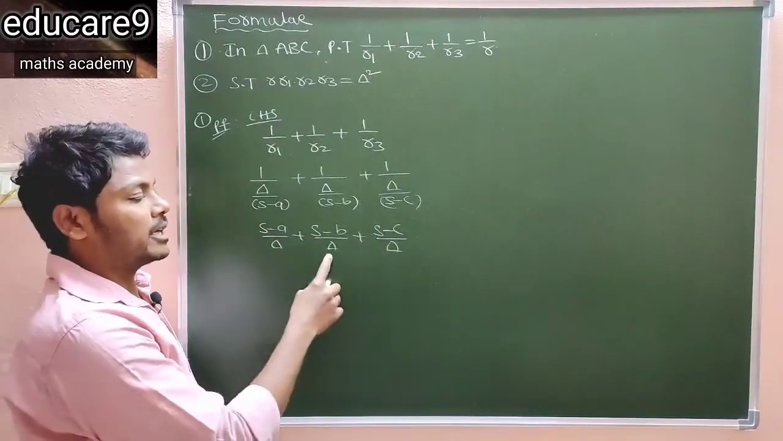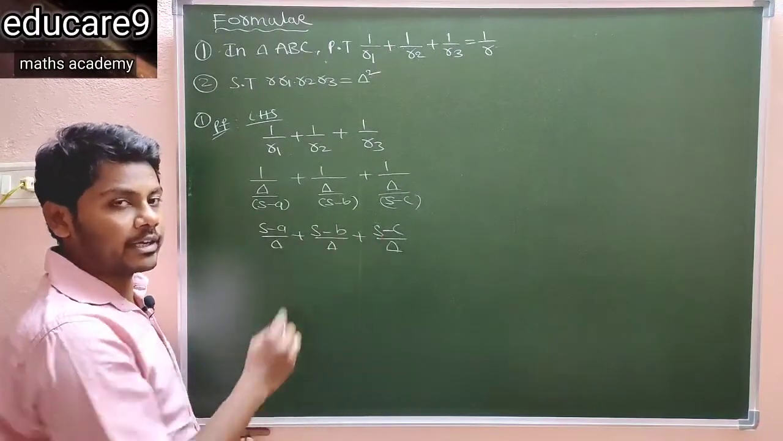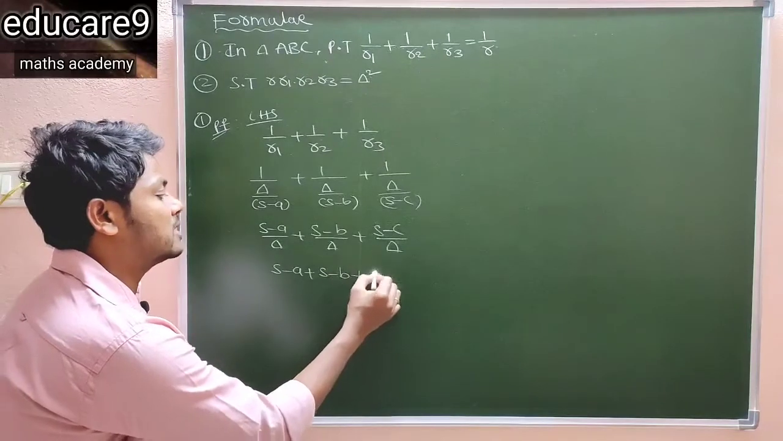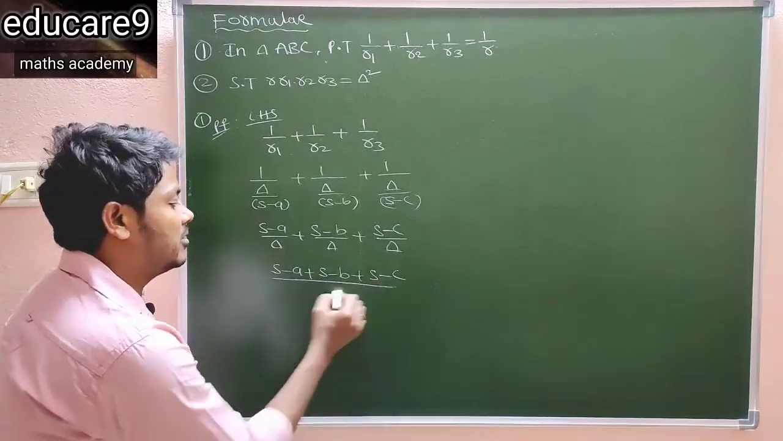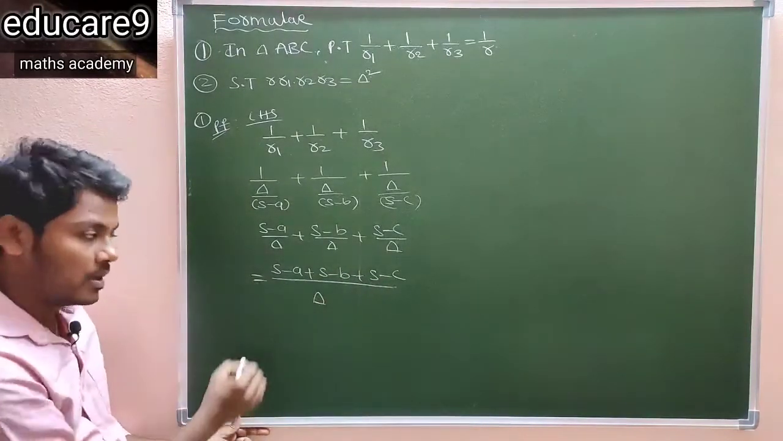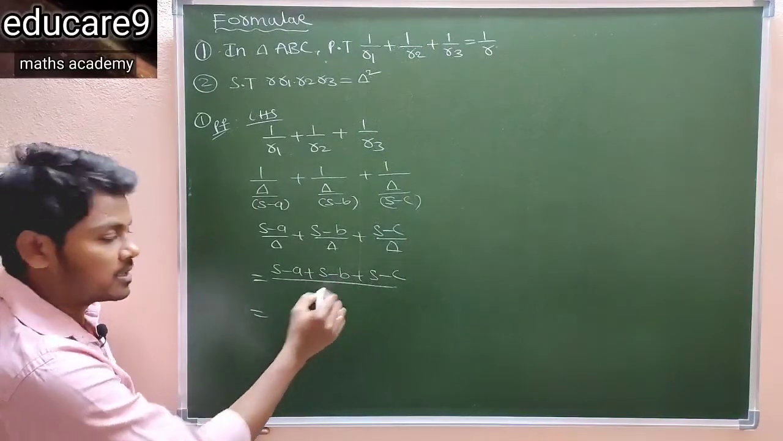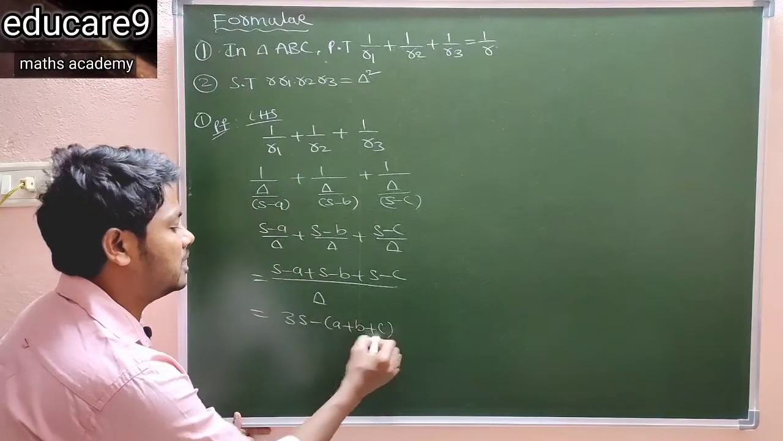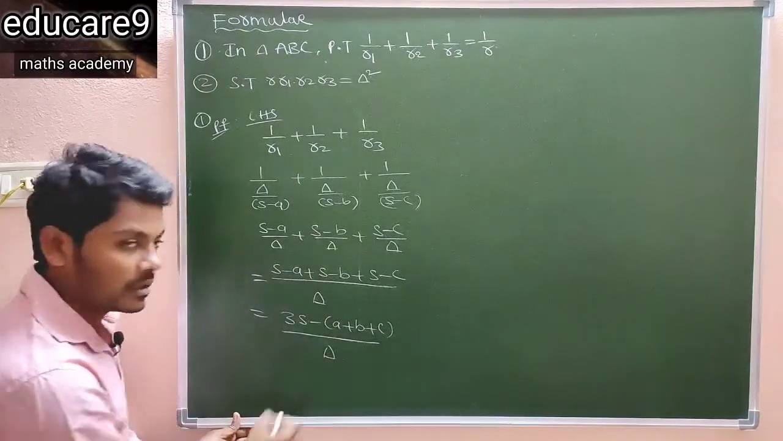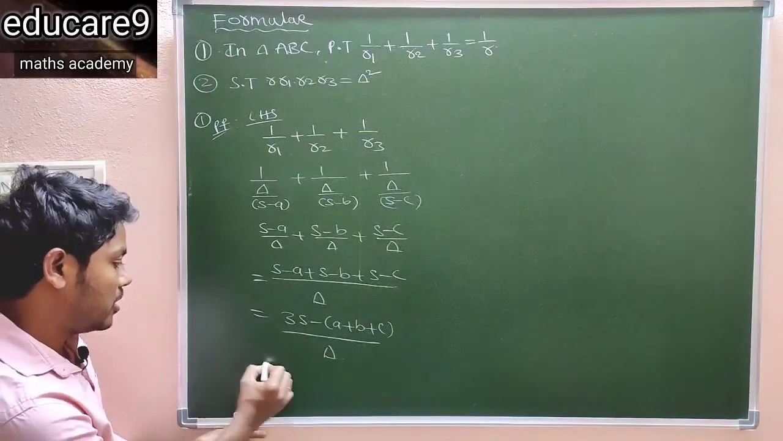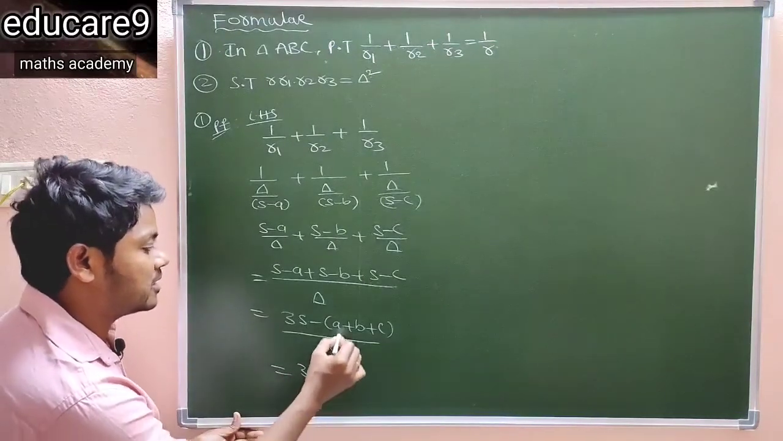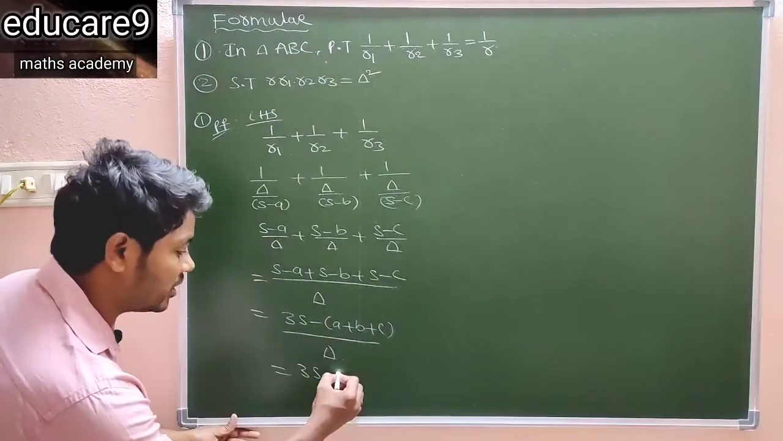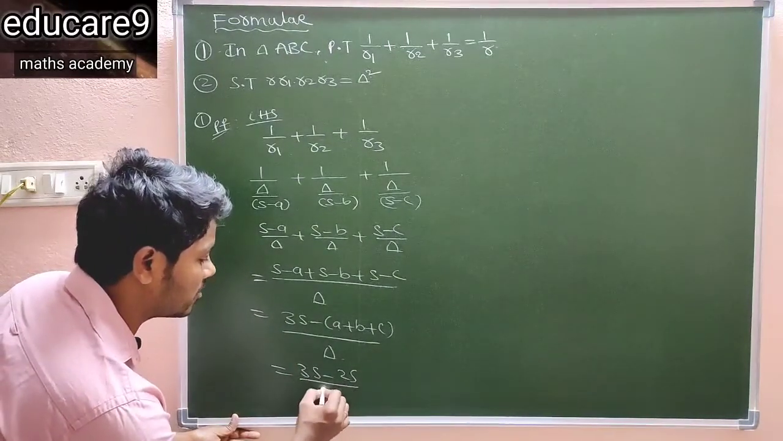Clearly the denominators are equal, so we add the numerators. What you get is (s minus a plus s minus b plus s minus c) divided by delta. So this is (s plus s plus s) minus (a plus b plus c), divided by delta. That is 3s minus (a plus b plus c), where a plus b plus c is the perimeter of the triangle. Clearly this is equal to 2s by delta.